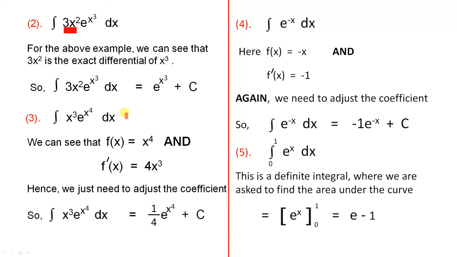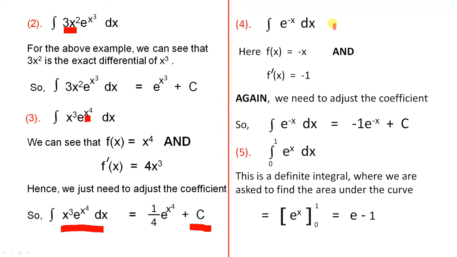Number 3, the integral of x cubed e to the x fourth dx. We can see that f(x) equals x to the fourth, so we're looking at that part there. And when we differentiate that, we get 4x cubed. But here we already have x cubed, so we just need to adjust the coefficient. So the integral of the original function is just a quarter e to the x fourth. We just have to adjust the coefficient, that's all. And there is our constant because it's an indefinite integral.